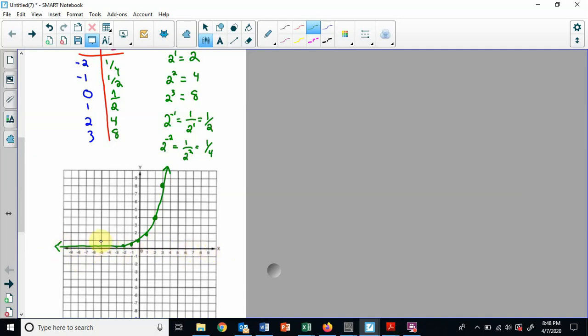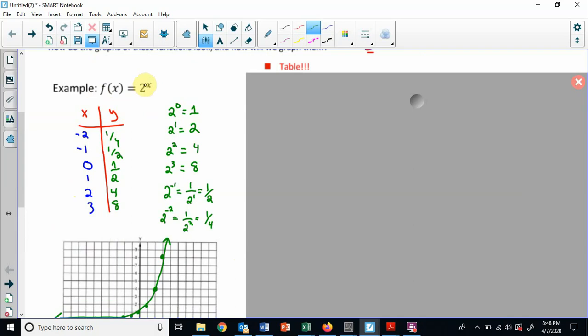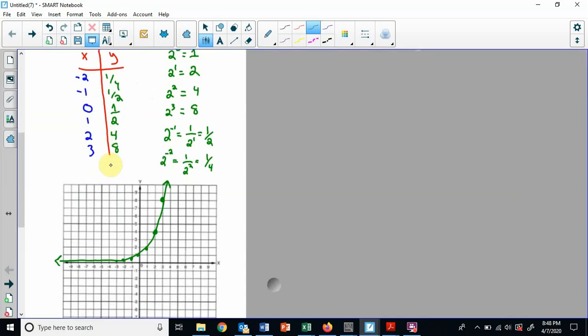They'll have an asymptote that they will not cross. This one happens to be at 0 here, the x-axis. It will not go below it because there's no way for 2 to the anything to ever be negative. And it never can equal 0. It will get extremely close to 0. Okay? So these graphs are kind of shaped that way.